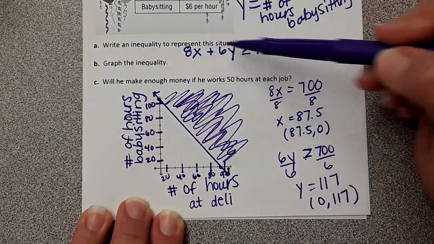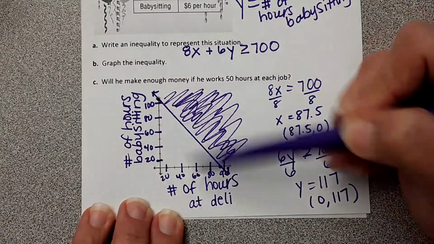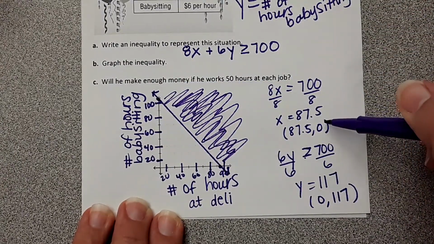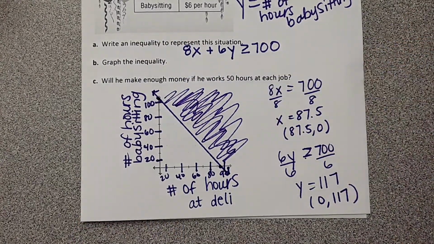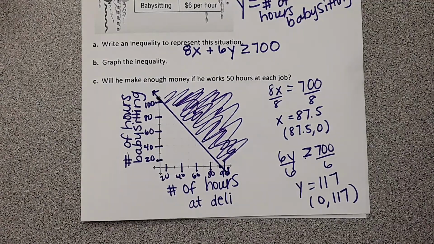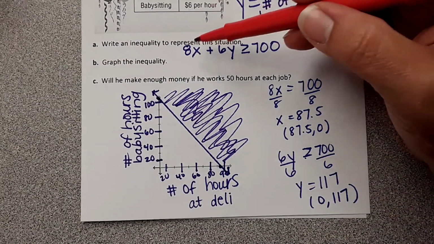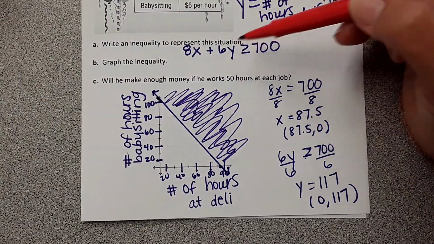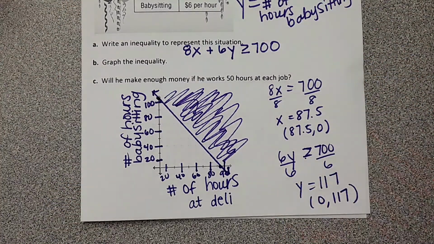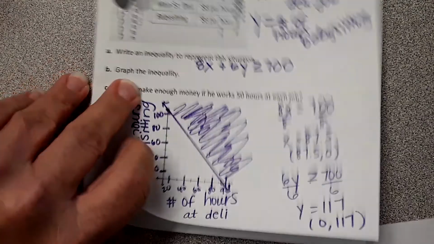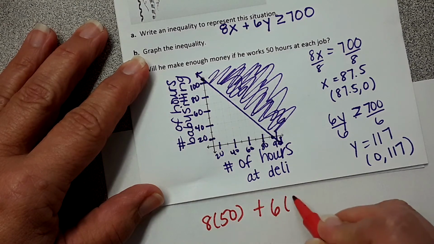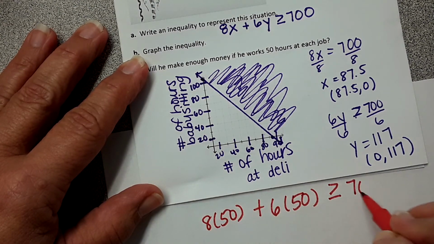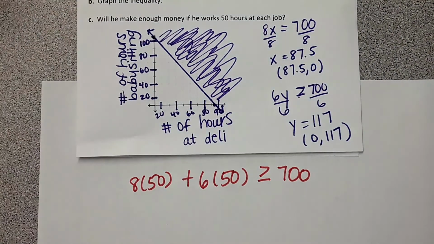So part A was writing the equation. Part B was graphing it, and I graphed it by finding the x-intercept and the y-intercept. And now, will he make enough money if he works 50 hours at each job? So we want an ordered pair of 50, 50. We want to plug in 50 for X and 50 for Y. Now we're doing part C. So 8 times 50 plus 6 times 50 should be greater than or equal to 700. If that works, then we're good.